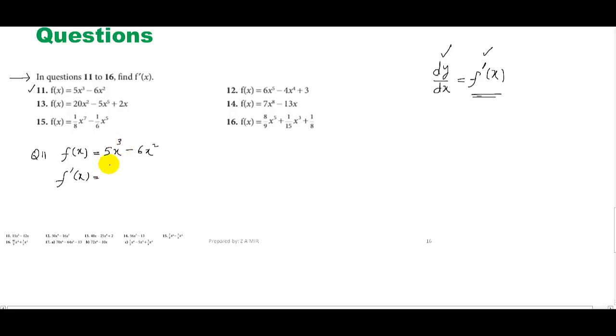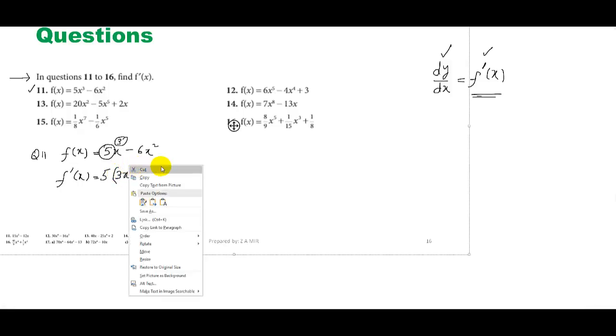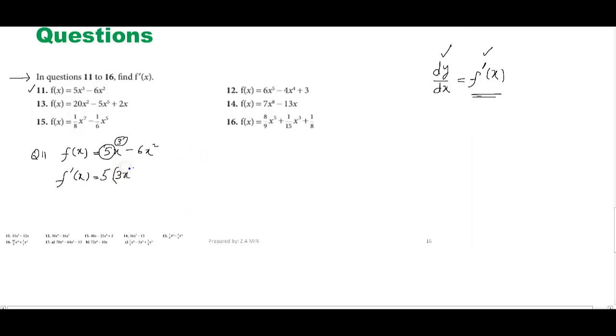So what we will do, we will not apply derivative on this. It will remain as it is. So what will happen? Bring the power down and subtract 1 from the power. It will become 2 now. The power will become 2. Now there will be no effect on this, minus 6. Bring the power down, 2 will come down, and subtract 1 from the power. So this is the derivative. You all understand this step? Students, you all understand this?